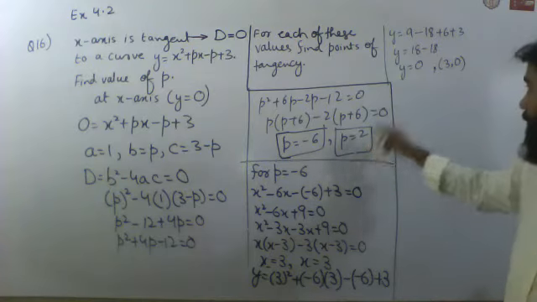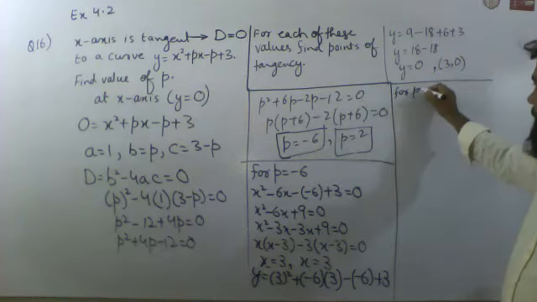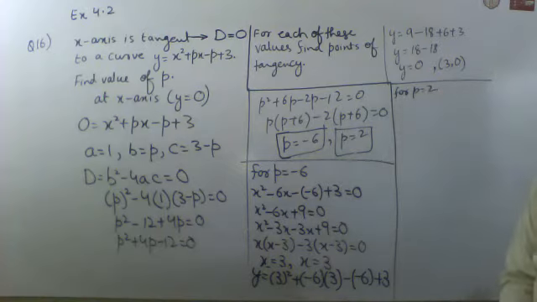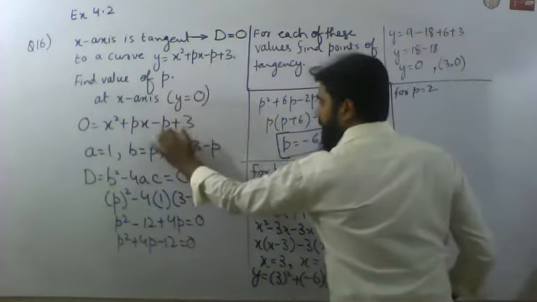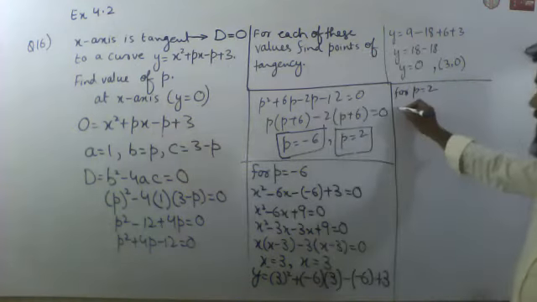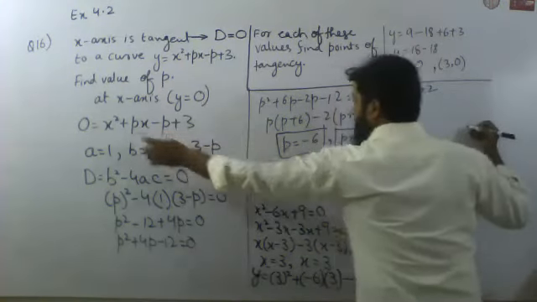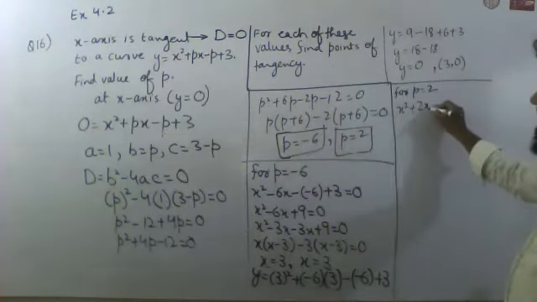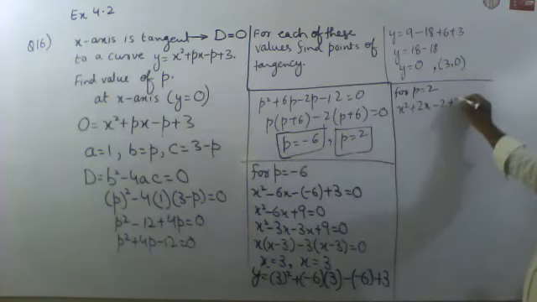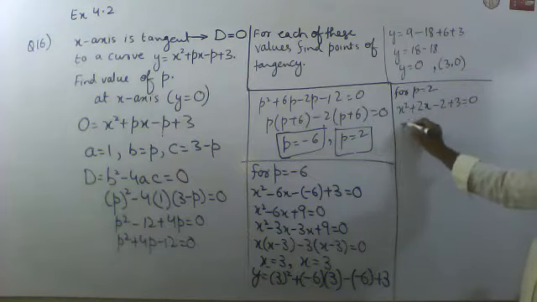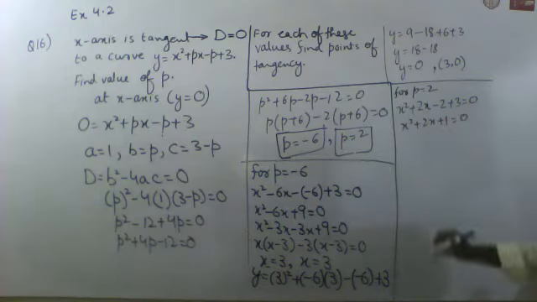That's your first one, because I have got two values of p. So what will I do? Now I will take p equals 2 and plot it over here. So x square plus 2x minus 2 plus 3 equals 0. X square plus 2x plus 1 equals 0.